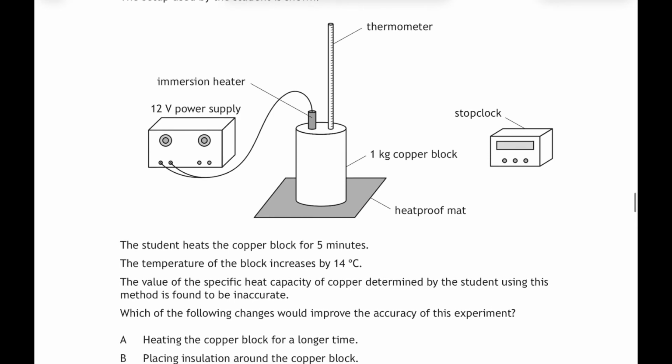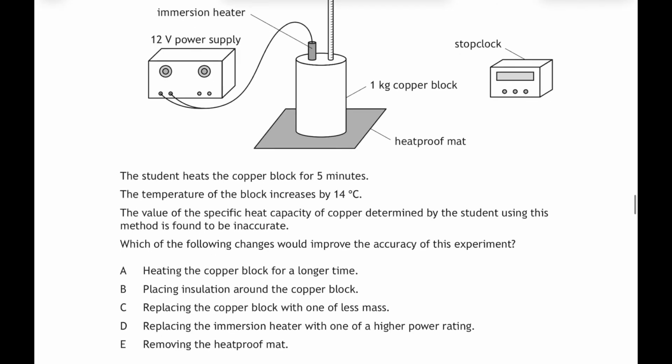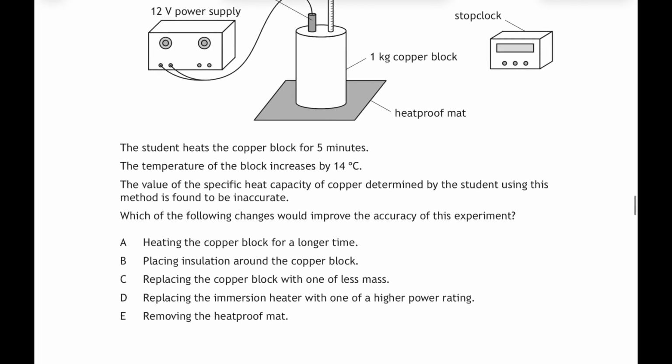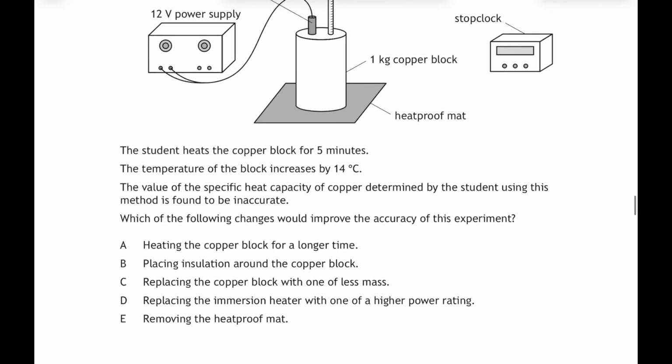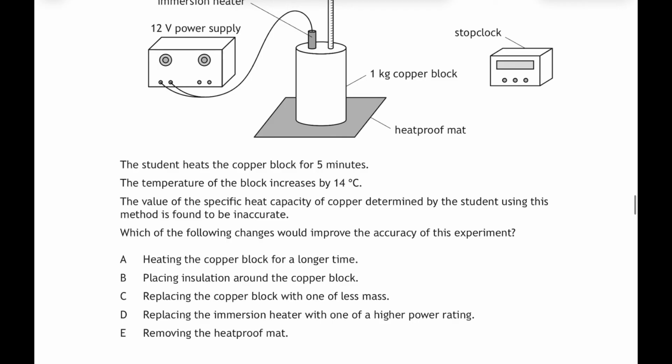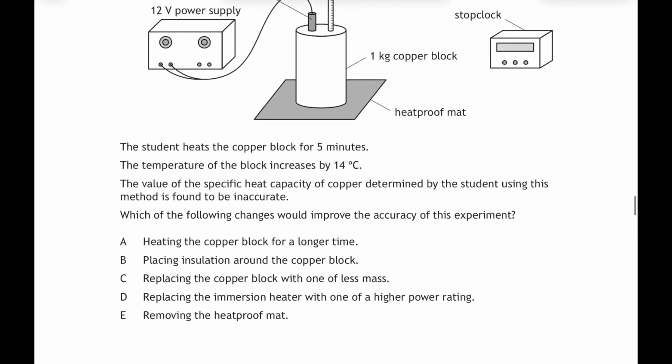Question 15. A student carries out an experiment to determine the specific heat capacity of copper, and the setup used by the student is shown. And hopefully you've done this experiment in class. If not, then I have a very similar experiment on this channel to work out the specific heat capacity of a metal. Anyway, the student heats the copper block for 5 minutes. The temperature of the block goes up to 14 degrees, and the value of the specific heat capacity of copper determined by the student using this method is found to be inaccurate.